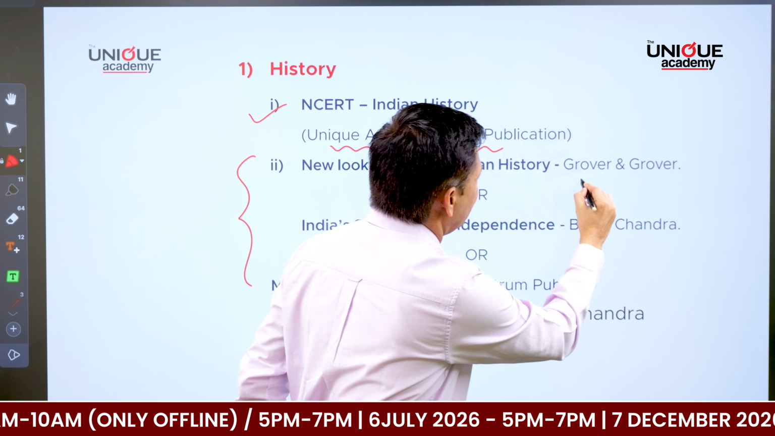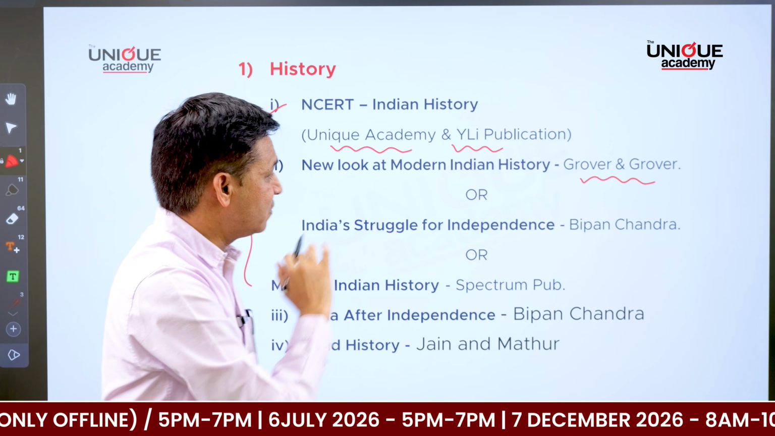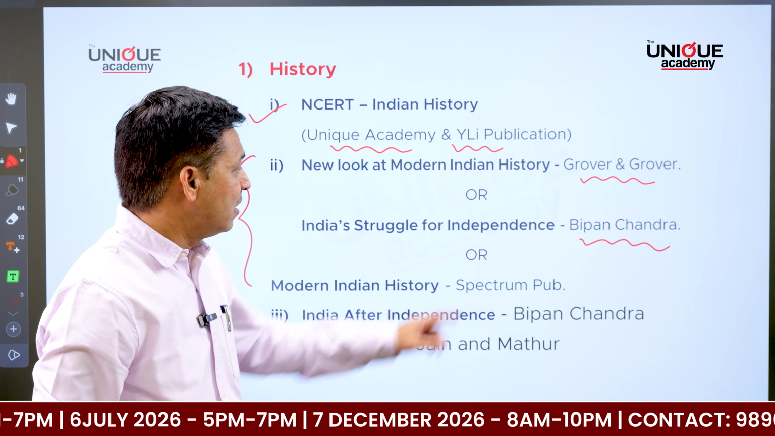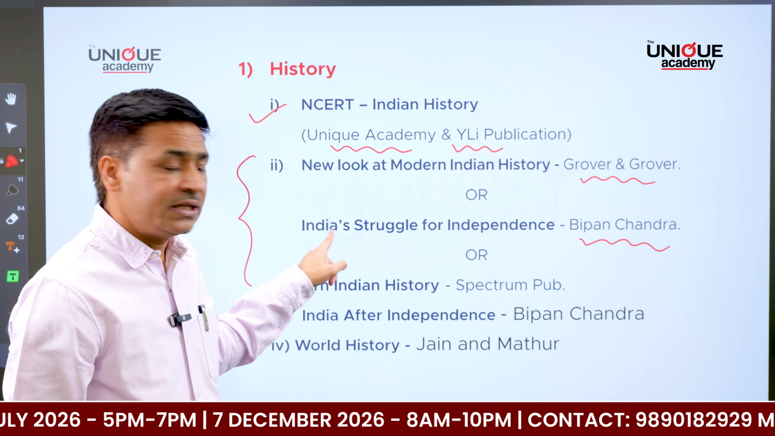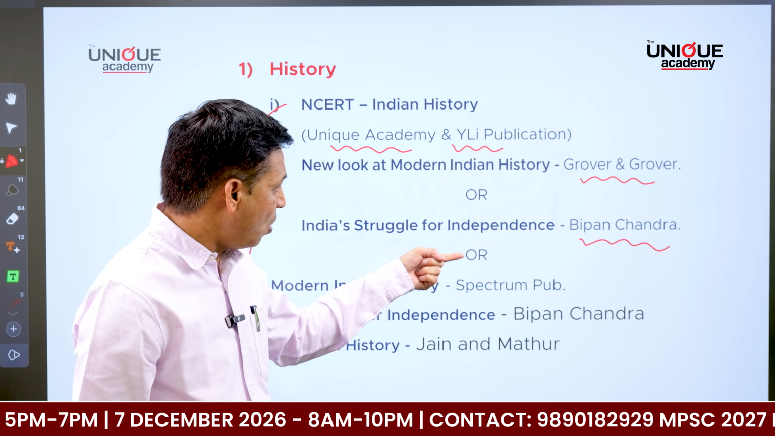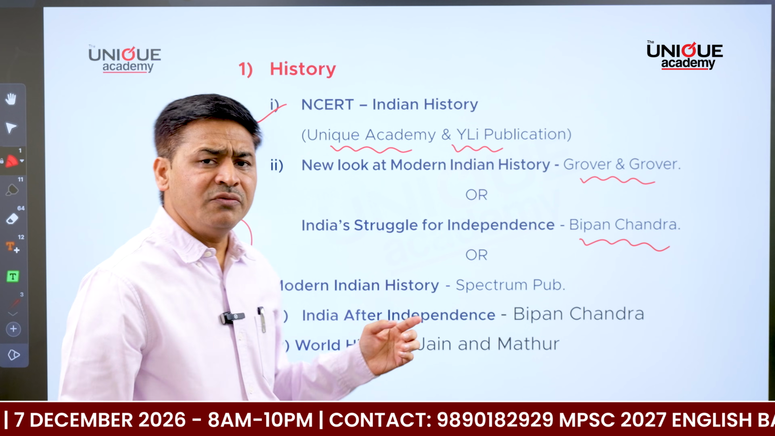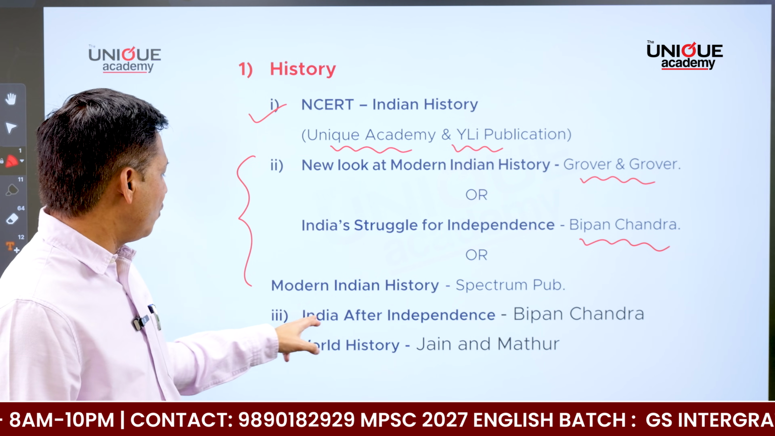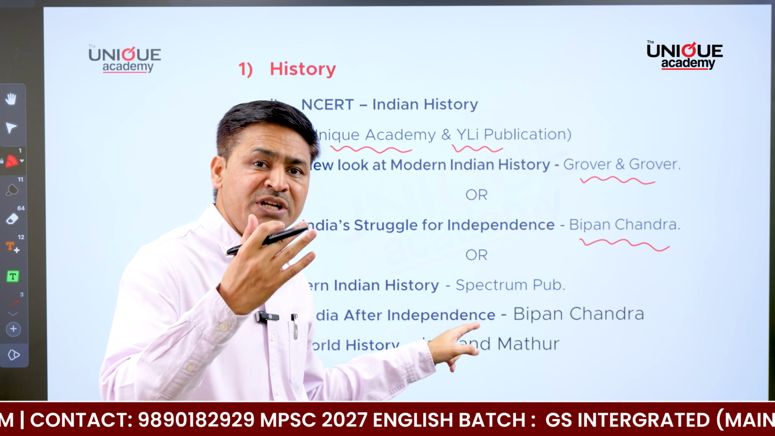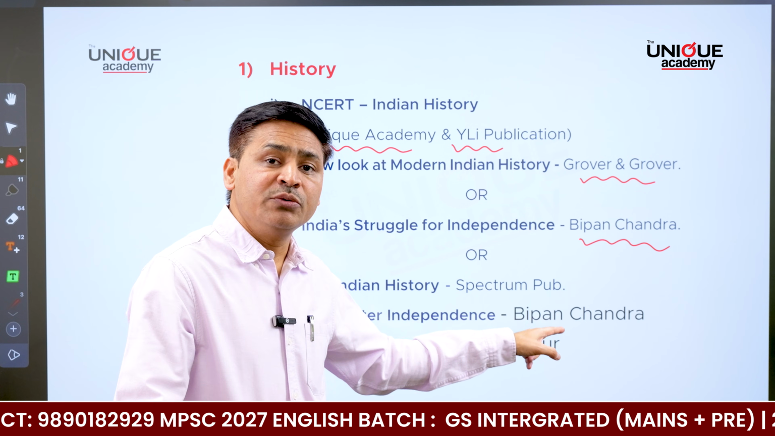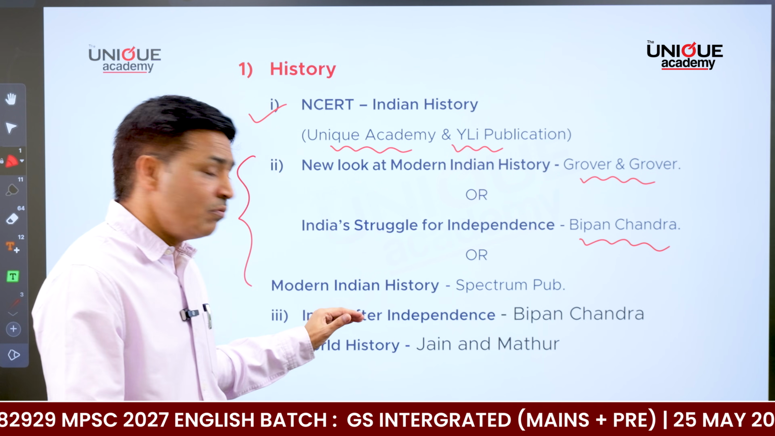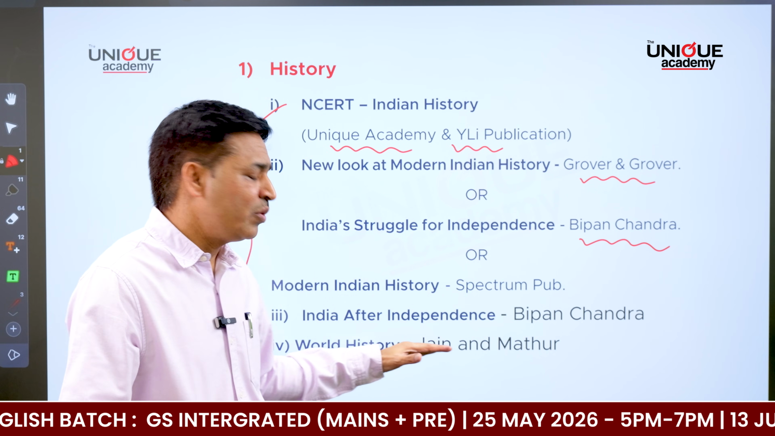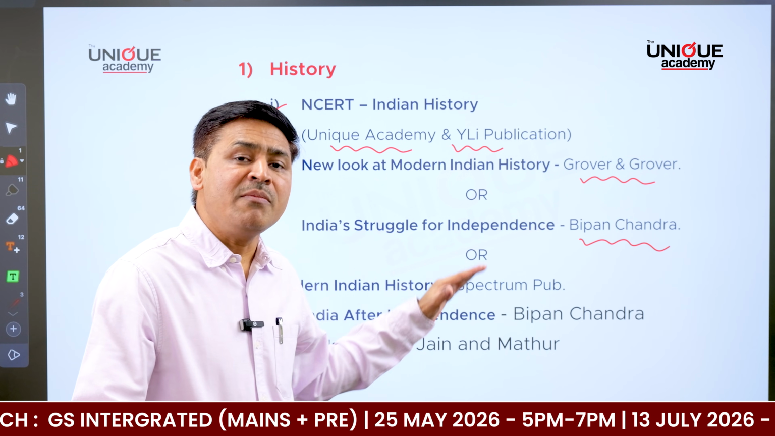So one is by Grover and Grover, which is on modern Indian history. The second, which is a popular one and quite analytical, is by Bipan Chandra, and the title is India's Struggle for Independence, or Modern Indian History, which is a precise one by the Spectrum Publication. And then for India after independence, that is post-independent India, you can selectively rely on Bipan Chandra's reference book. And similarly, for world history, you can selectively refer to Jain and Mathur.